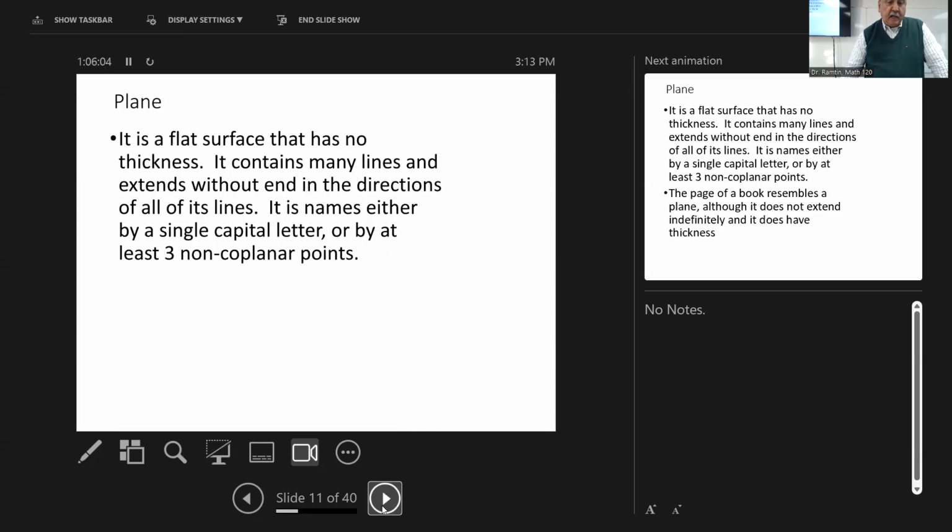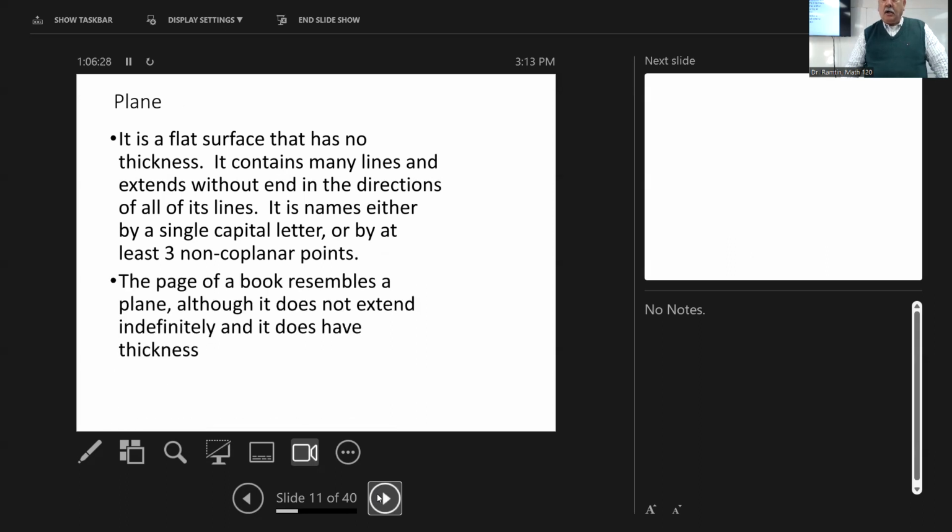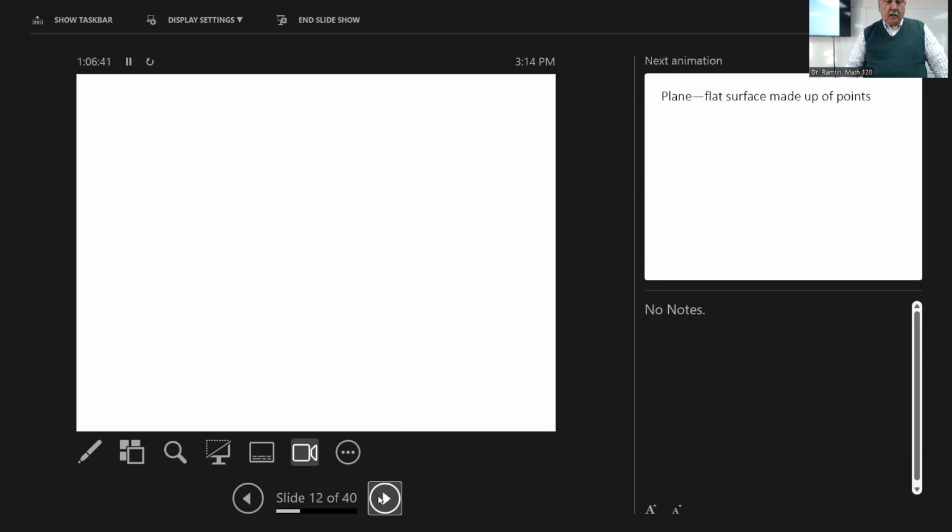Now, what's a plane? It's a flat surface that has no thickness. It contains many lines and extends without end in the direction of all the lines. It is named either by a single capital letter or by at least 3 coplanar points. Coplanar points are points that are on the same plane. The page of a book resembles a plane, although it doesn't extend indefinitely and it does have thickness, but it can represent a plane.